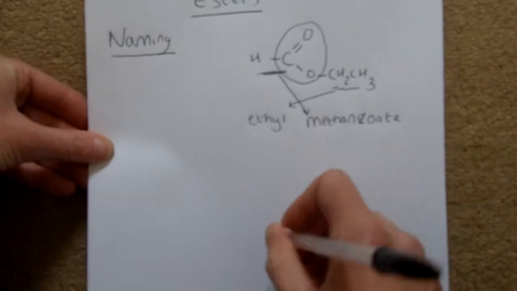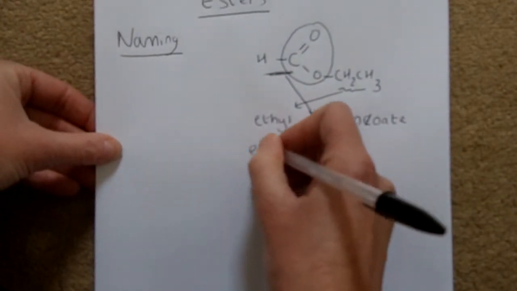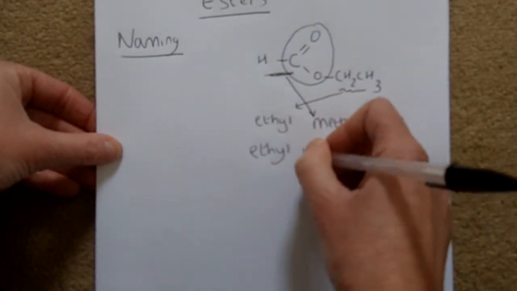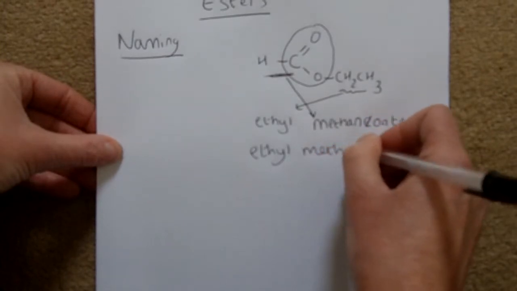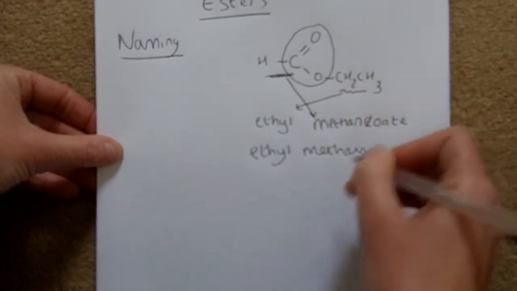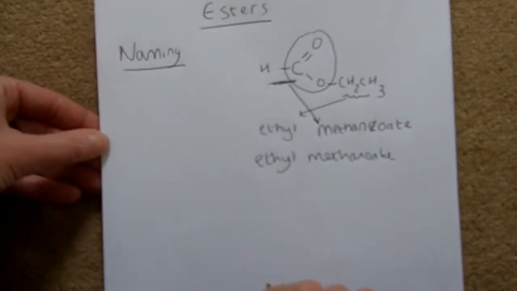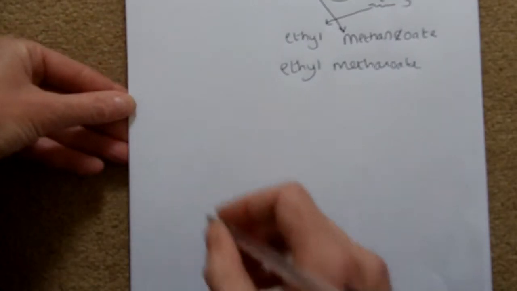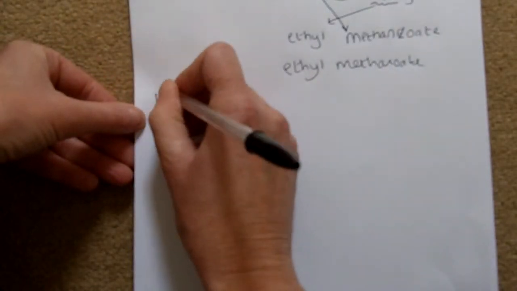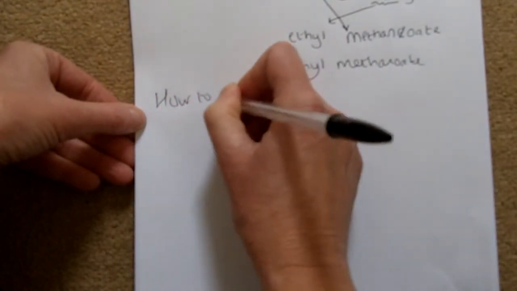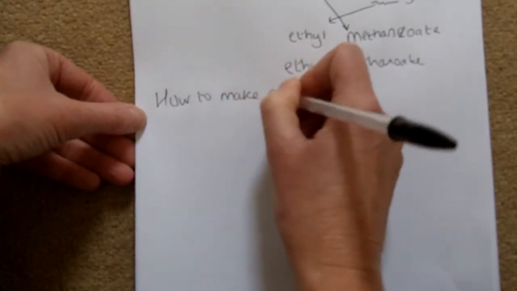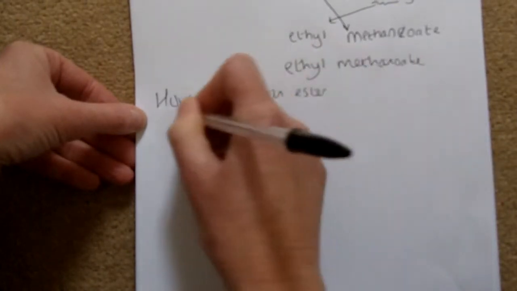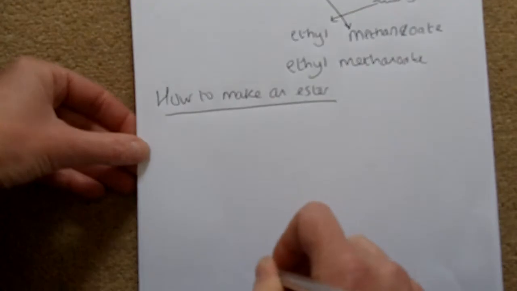So the ester is called ethyl methanoate. Ethyl methanoate is the ester. Okay, right, that's how you name an ester. How do you make an ester? How to make an ester.